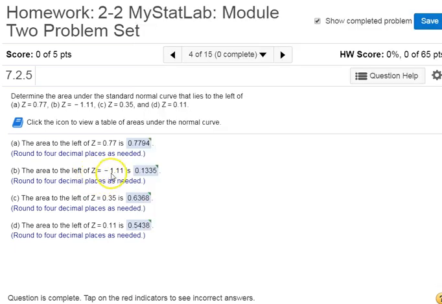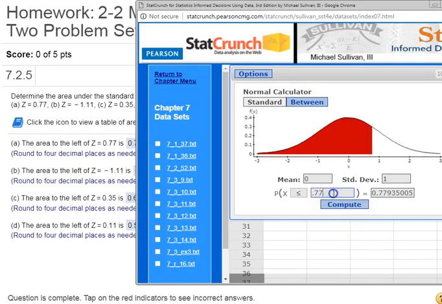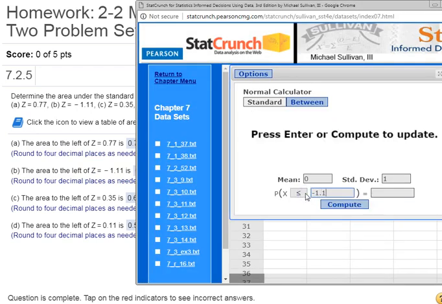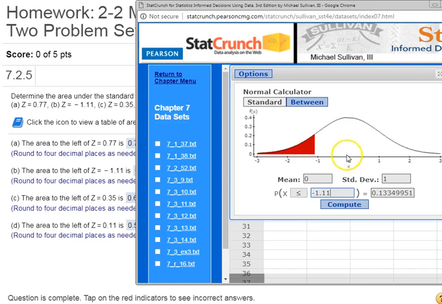I'll do one more here with StatCrunch, the area to the left of the z value negative 1.11. Visually, we are just over one standard deviation away from the mean, but on the negative side, to the left of it. The value of our shaded-in region is right here, and that's the probability that a randomly chosen individual would fall within that region.